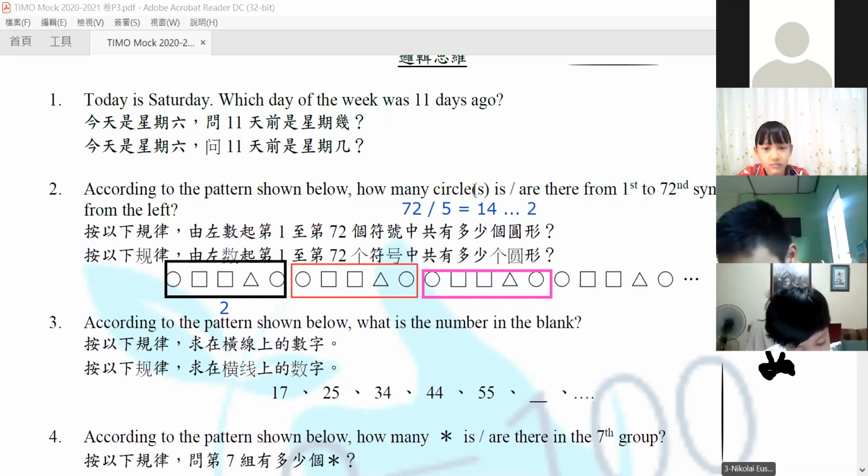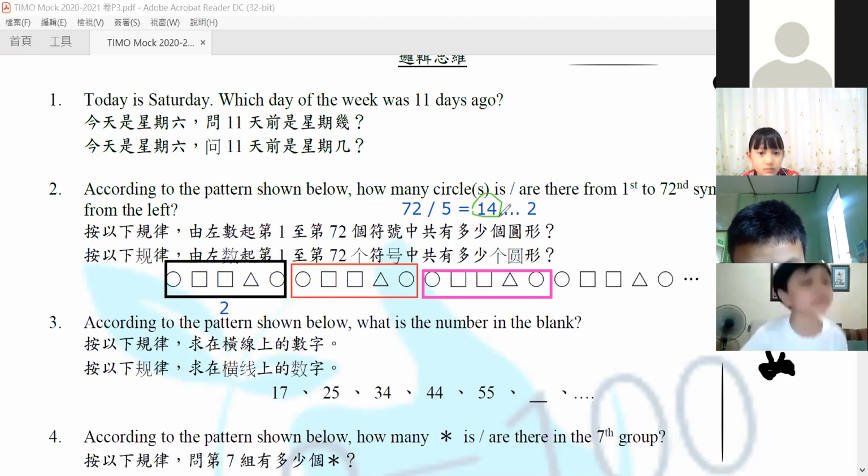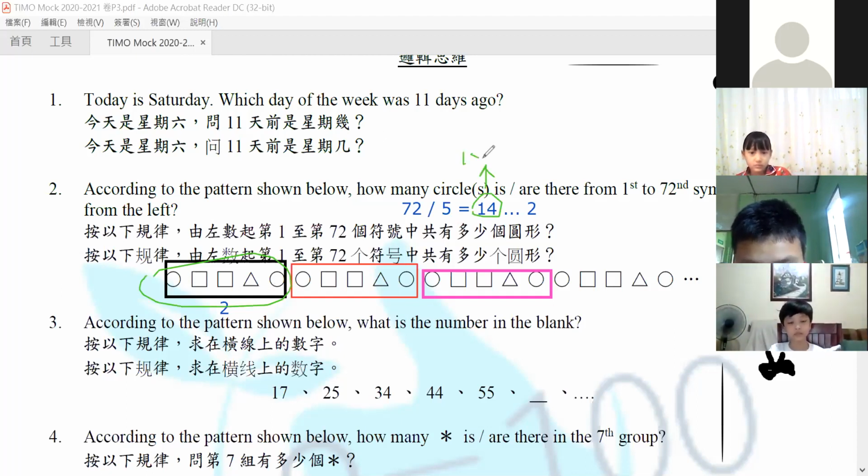So now let's look at this 14. It is 14 patterns, right? Every pattern is just like this, we'll have two circles. So we have times two, which is 28.